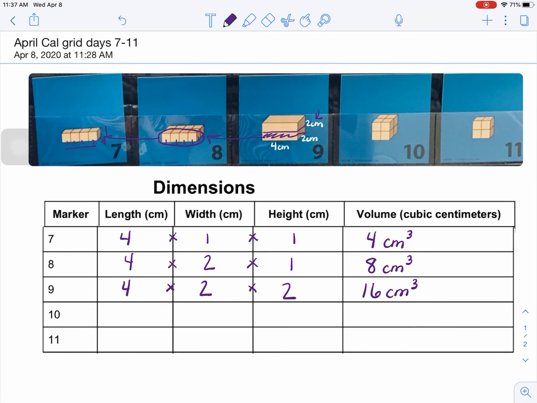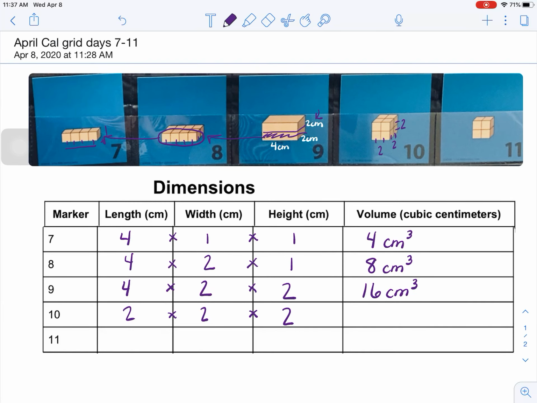On to number 10. Now I can see them again. I can already see this looks like a cube. I'm going to go ahead and label this: 2 across, 2 back, and 2 high. All those dimensions are 2, so it is in fact a cube. So 2 by 2 by 2.